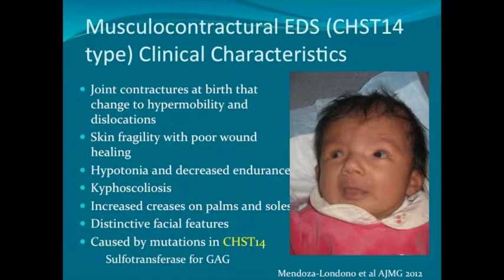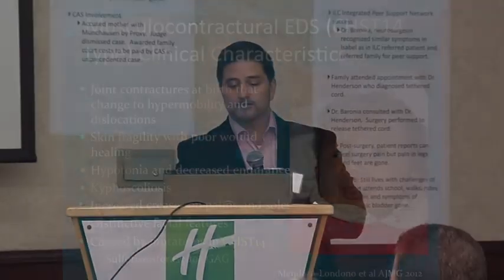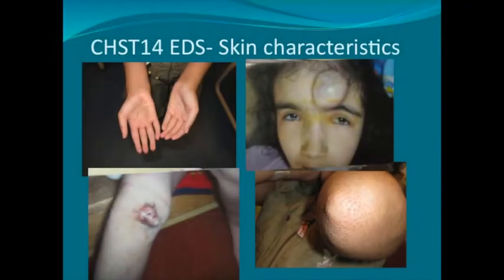And the musculocontractural type also starts with contractures at birth and distinctive facial features, but they have poor wound healing, hypotonia that leads them to neurology. Actually, these patients ended up having a muscle biopsy as part of their workup. They develop kyphoscoliosis, and they do have some central nervous system alterations. This is the patient. As you can see, the hands also have a little bit of that swan neck appearance when she extends her fingers.